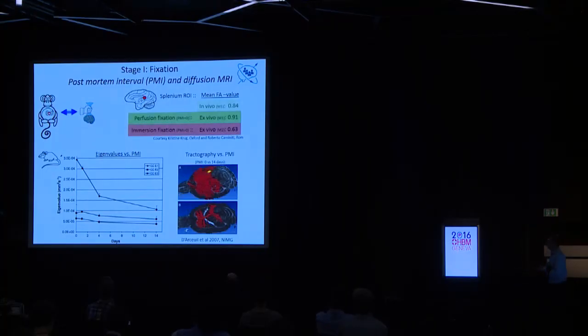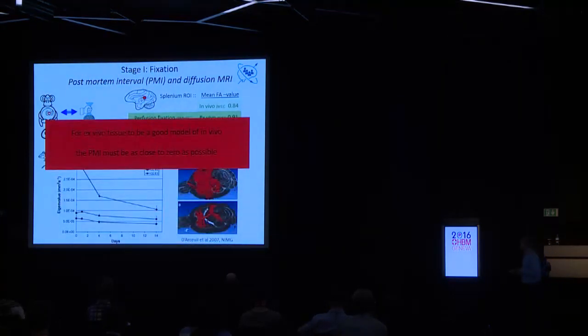This is an example where they seeded in the corpus callosum, and we get a nice result across the corpus callosum immediately after death, at this time point. And after 14 days, the tissue has totally degenerated, and you cannot really trust your tracking results. So this is an indication of how important it is to ensure the quality of the tissue and to minimize the post-mortem interval. So we can say that for ex vivo tissue to be a good model for in vivo, the post-mortem interval must be as close as possible to 0.